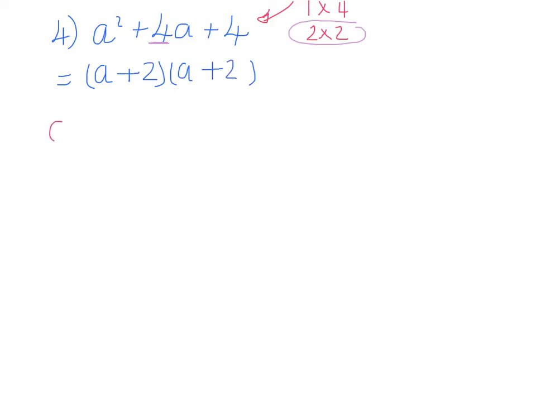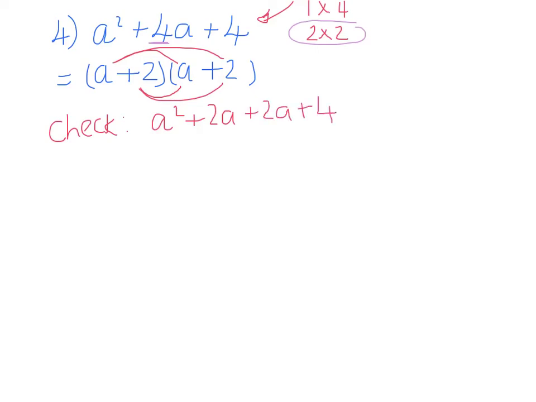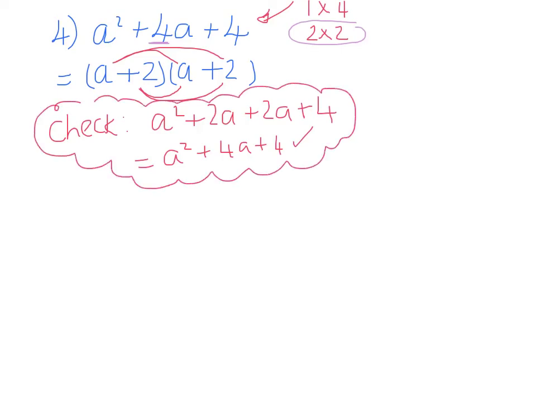And remember, if you wanted to check this one, you would have to multiply out the brackets. So I take the a first and multiply by both terms in the second bracket. So a times a is a squared, a times 2 is 2a. And then take the positive 2 and multiply by both terms in the second bracket. 2 times a is 2a, 2 times 2 is 4. And I end up with a squared plus 4a plus 4, which is what I started with. So I know I've done the right thing. Remember, if you're doing the check, to keep it separate from your other work.